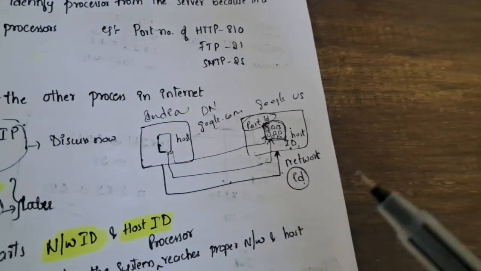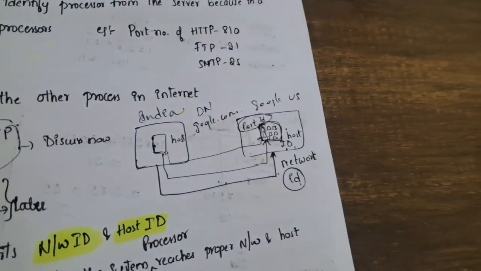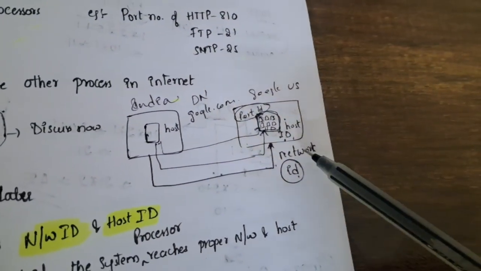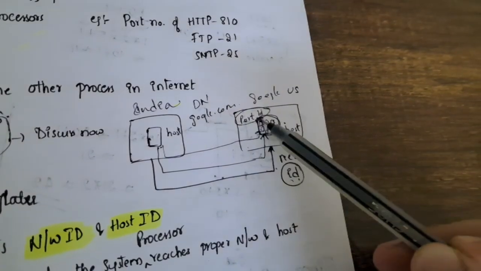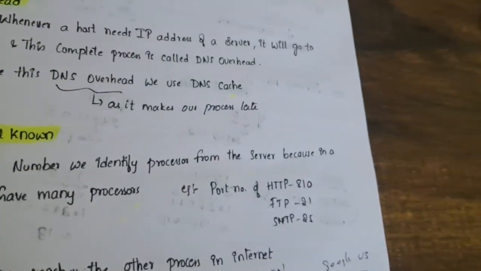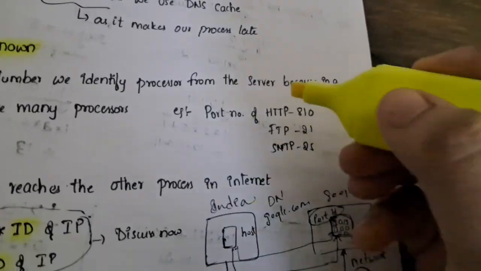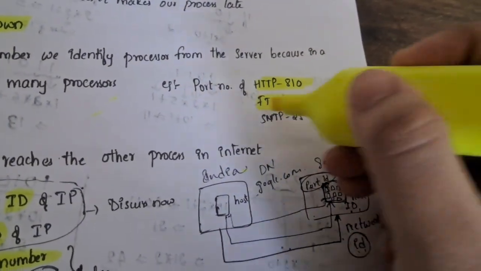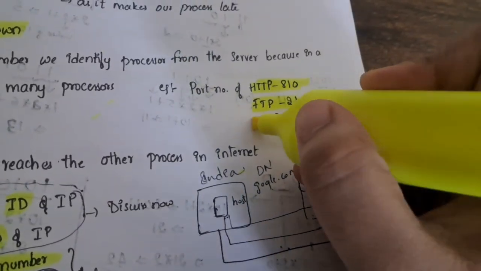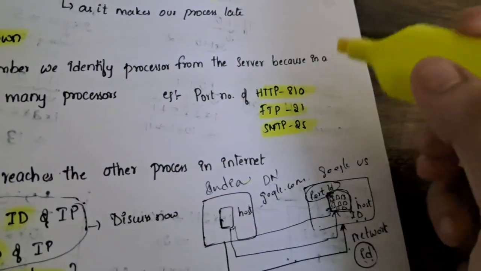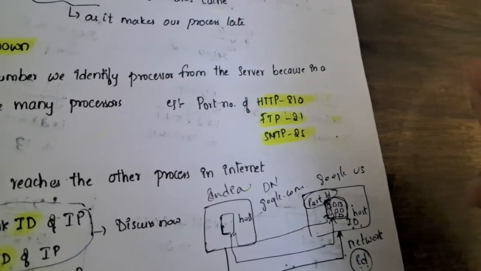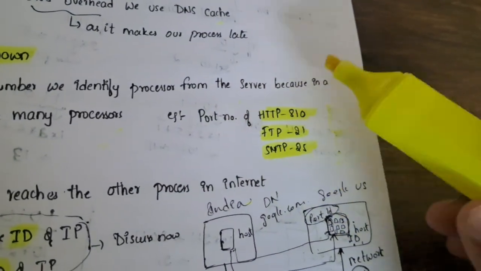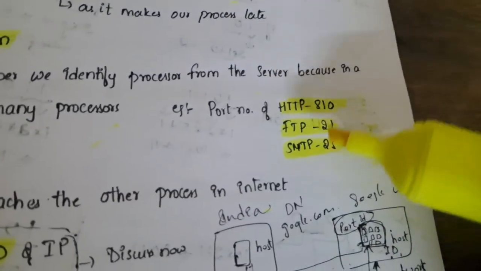Now I assume you have understood what network ID, host ID, and port ID are, right? For port IDs, for HTTP we have 80, file transfer protocol we have 21, SMTP we have 25. By the end of the complete computer networks course, you will remember these. No need to worry, these are just examples I have mentioned here.